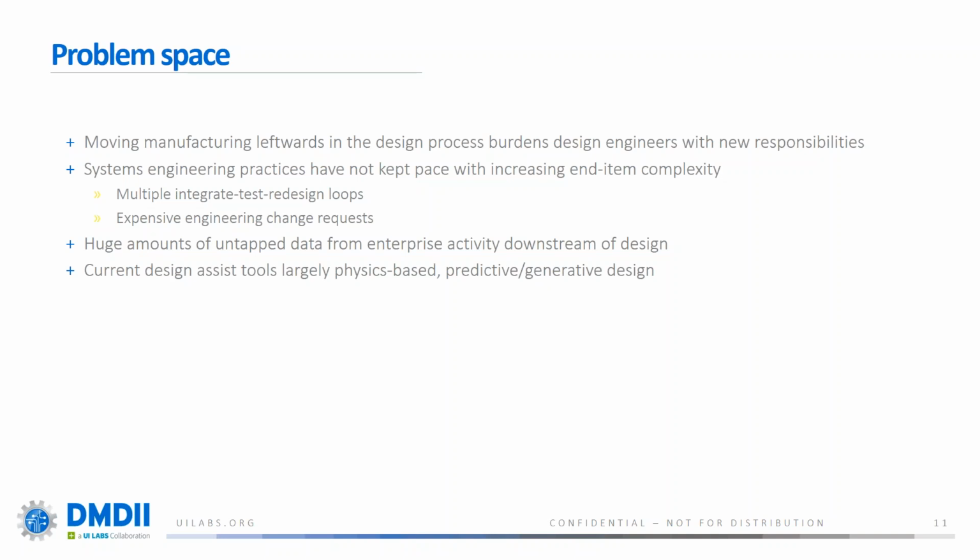In addition, systems engineering practices have really not kept pace with the complexity of the products that are being produced. And we know that engineering change requests can be quite expensive, especially as the complexity of the product increases. An engineering change request has a different implication for, for example, an electric toothbrush versus an airplane. And so again, that is something to consider for the scope of this project.